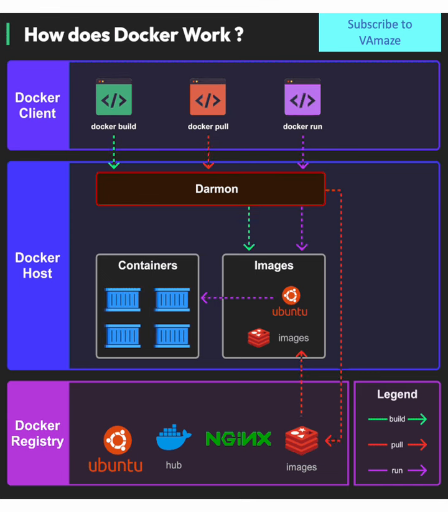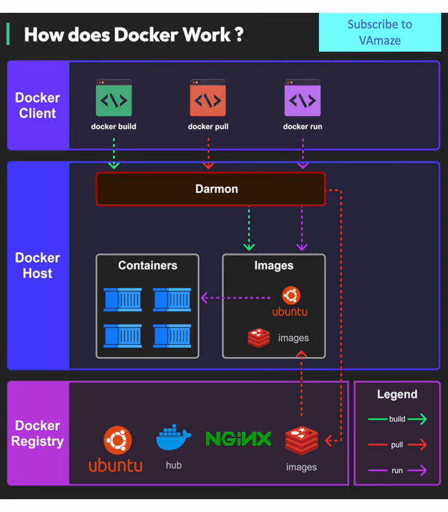Core responsibilities. API server. Listens for Docker API requests from clients. Image management. Builds, stores, and manages container images. Container lifecycle. Creates, starts, stops, and destroys containers. Network management. Handles container networking and communication. Volume management. Manages persistent data storage for containers.